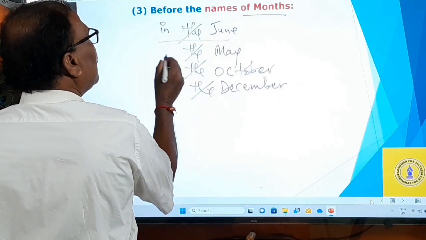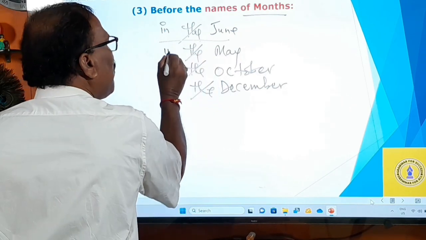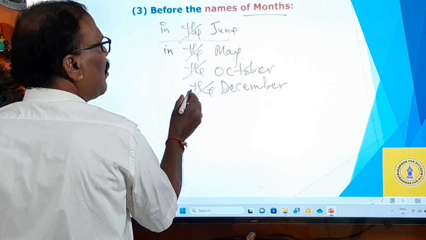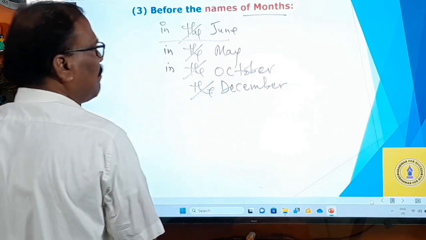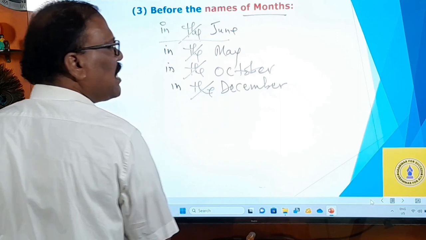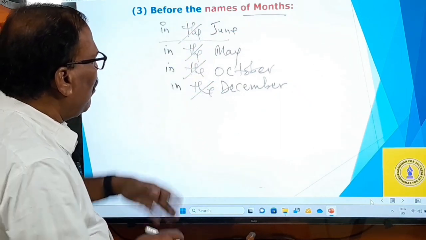She came back from the USA in May. You cannot say "in the May", "in the June". Yes, we celebrate Diwali in October. We cannot say "in the October". Yes, we celebrate Christmas in December, not in the December. So in this way, before the names of months, we should not use any article.